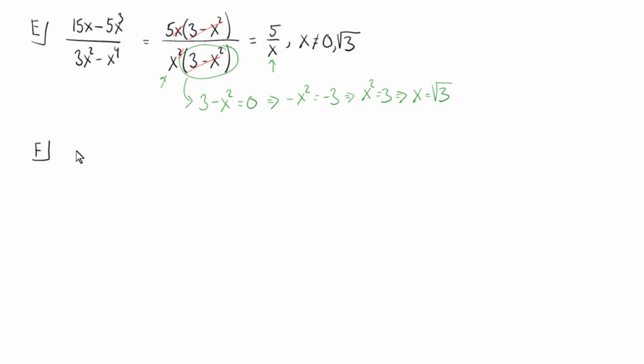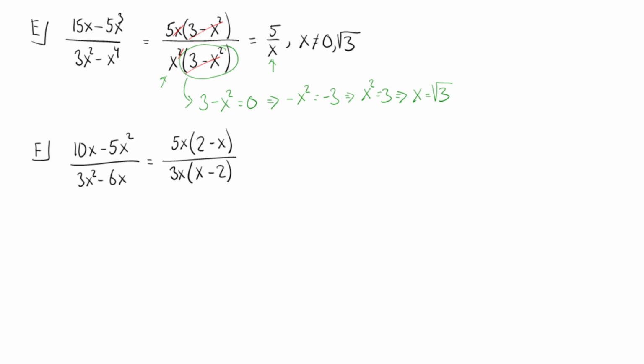F is 10x minus 5x squared over 3x squared minus 6x. So we proceed the same way. We factor out the greatest common factor in the numerator and the denominator. In the numerator, that is 5x, leaving us with 2 minus x. In the denominator, the greatest common factor is going to be 3x, leaving us with x minus 2.